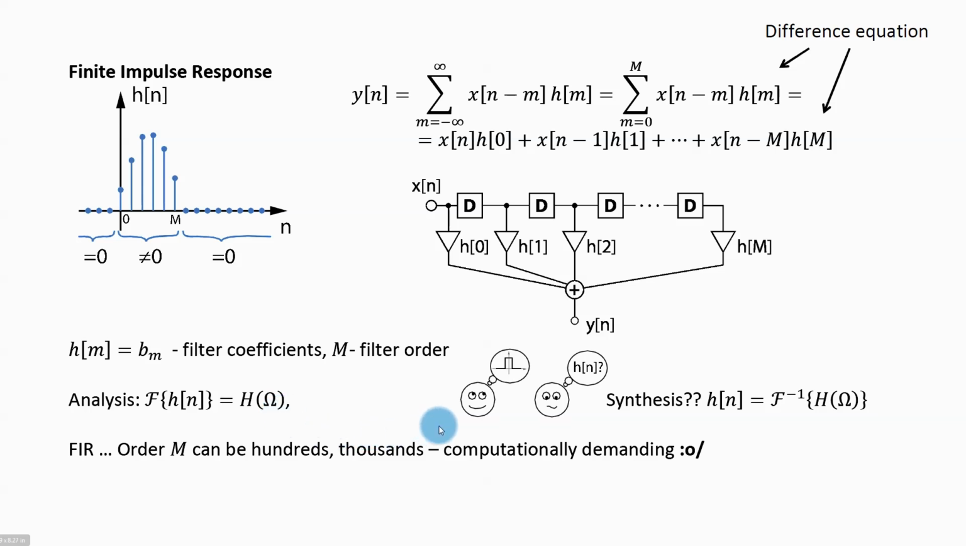But what if you want to do the inverse process? What if you are dreaming about your very own low-pass filter with some very specific frequency characteristic and you would like to realize it as an FIR filter? For this you need to get the impulse response. But how are you going to get that?